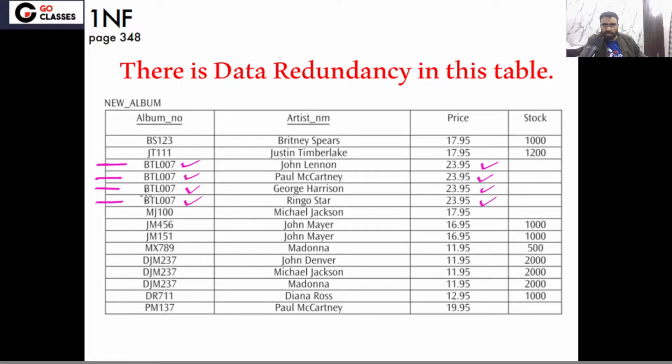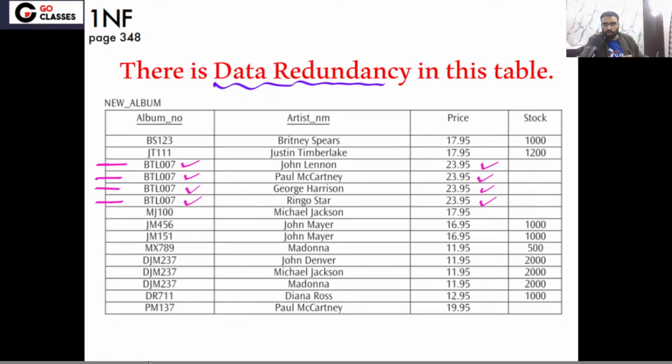Now just think about it. If this album number repeats, let's assume 1000 times or 10,000 times, then this price will also repeat 10,000 times, and that is unnecessary. Okay, yes or no? So this is called data redundancy. I hope you understood. There is data redundancy in this table.